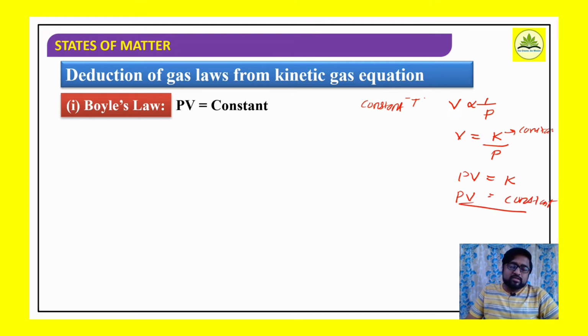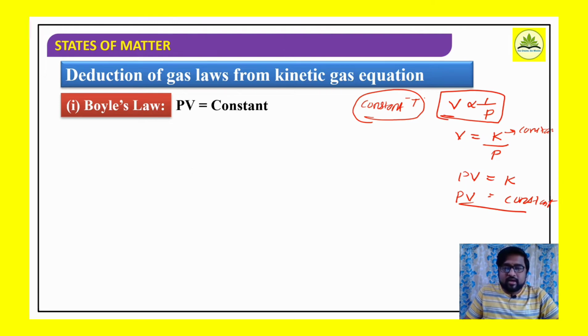So according to Boyle's law, at constant temperature, we are going to keep the temperature constant, the volume of a given mass of a gas is inversely proportional to pressure. Ultimately we come to the expression that PV is equal to constant. The product of pressure and volume remains constant at constant temperature.